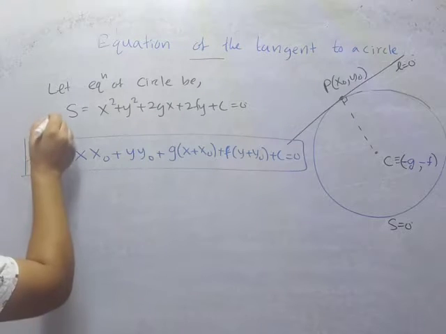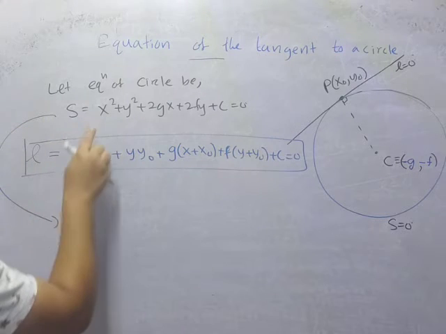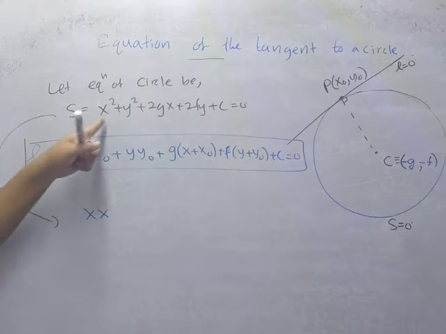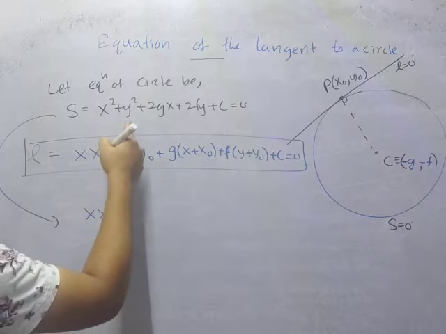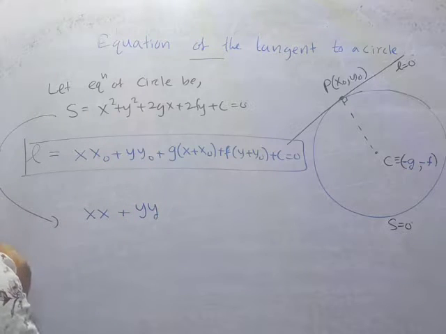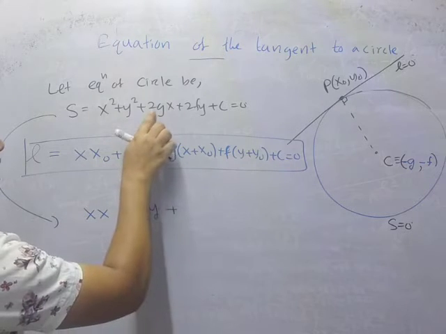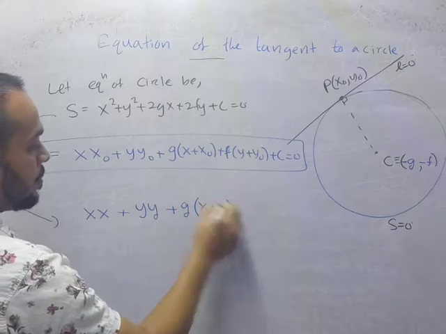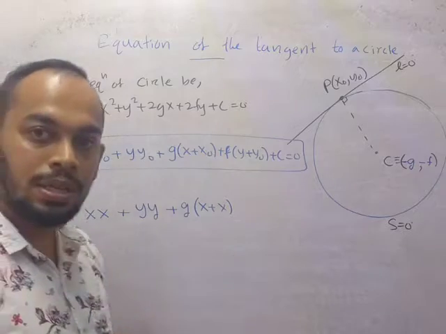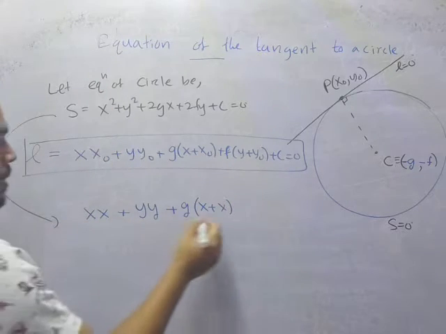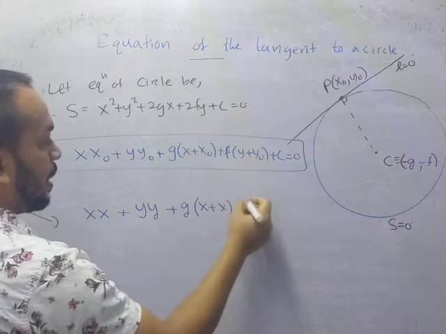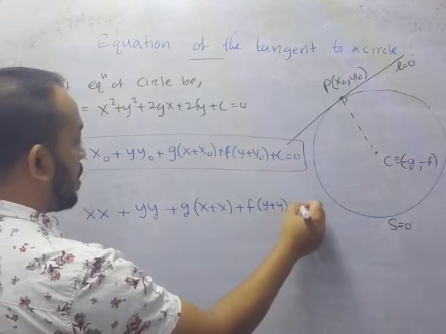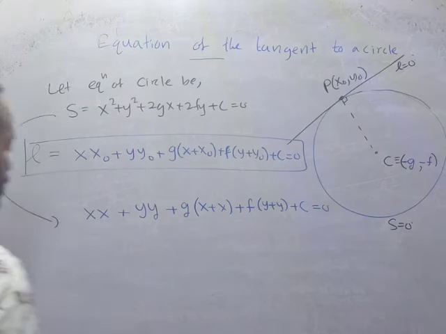Here's what I'm going to do. Let me show you how to obtain this relationship right away. So we have x squared. I'm going to write x into x instead of x squared. Then plus, instead of y squared, I'm going to write y into y. Then we have g times 2x, so I'm going to write g times x plus x. Nothing changes here, it's the same equation. Then I'm going to write f, since we have two y's, y plus y, plus c equals 0.